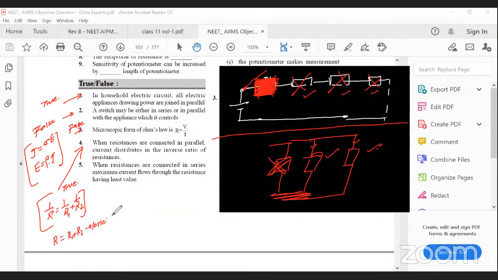1/R, you know that. When resistances are connected in series, maximum current flows through the resistance having least value. True. True. What does that mean? If not true, then false.